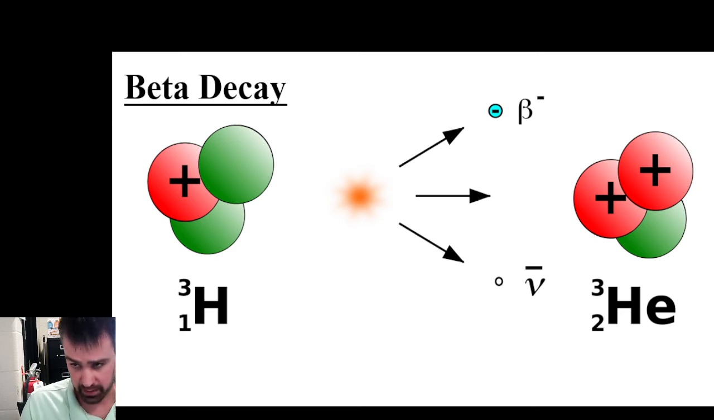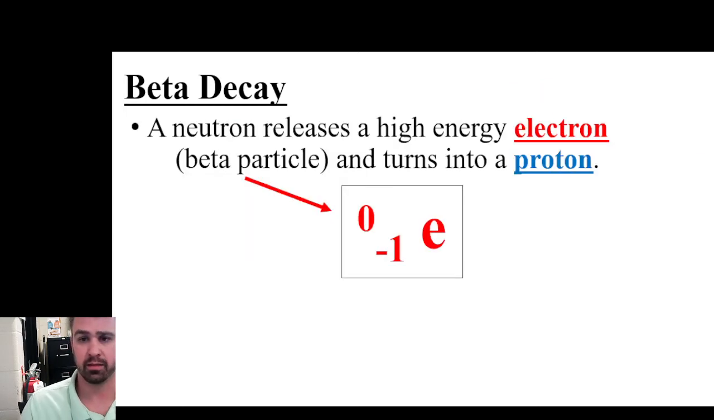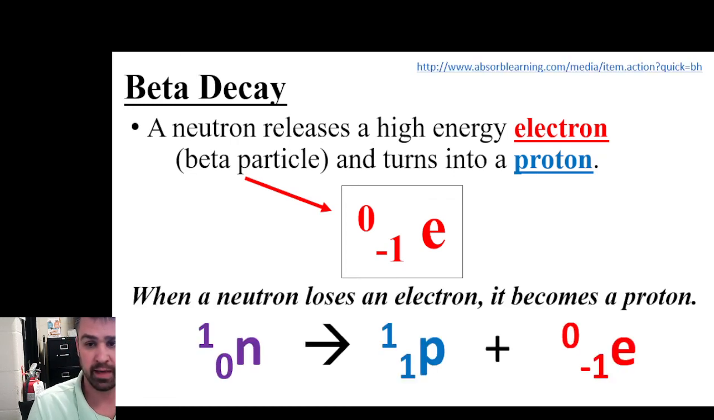All right. Next one, beta decay. So when you have beta decay, you're going to have a symbol that looks like this. It means a neutron has released a high energy electron, a beta particle, and it turns into a proton. So let's look at the equation.